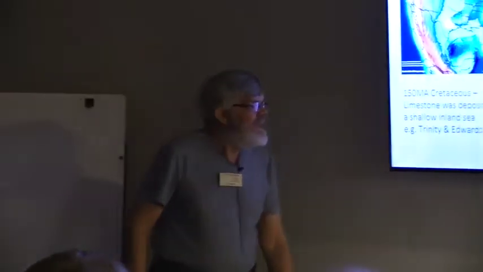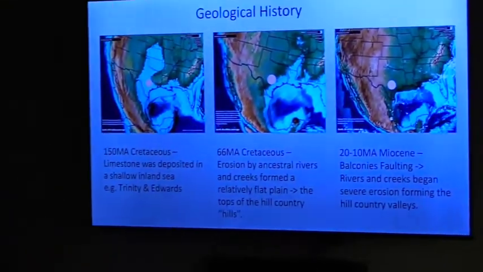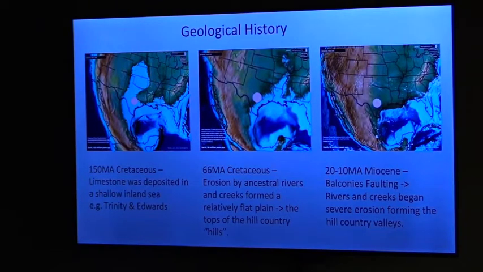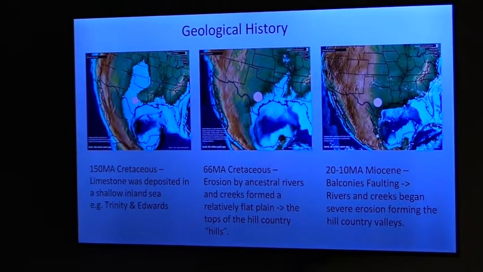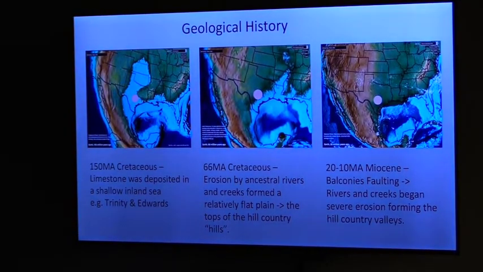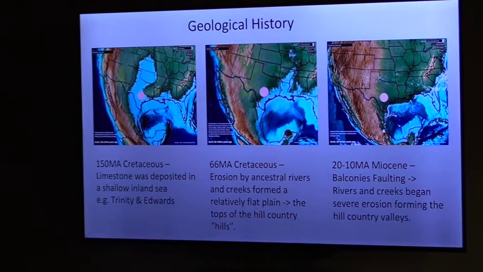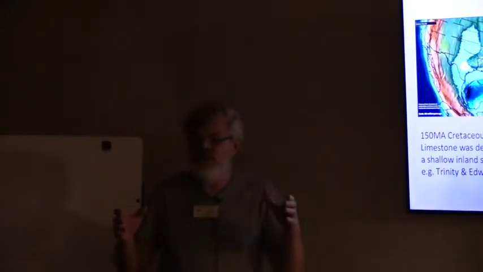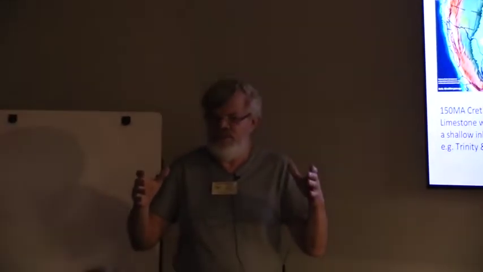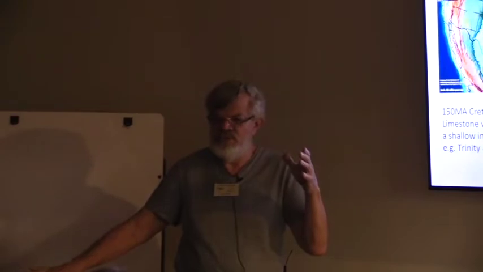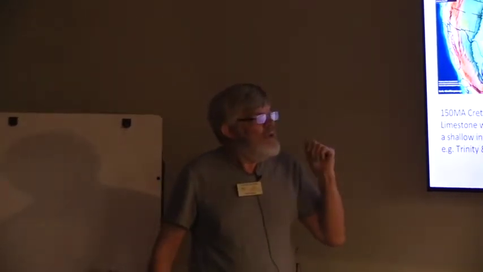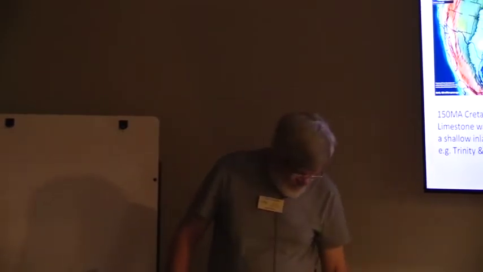So about 20 to 10 million years ago, the Balcones fault system started to relax. The Gulf Coast started to sink. It's still sinking. And the big pluton that we call Enchanted Rock, that pink granite pluton, held up the hill country. Didn't let it keep sliding towards the ocean, or the Gulf of Mexico. And that's when the rivers and the creeks started digging these valleys.